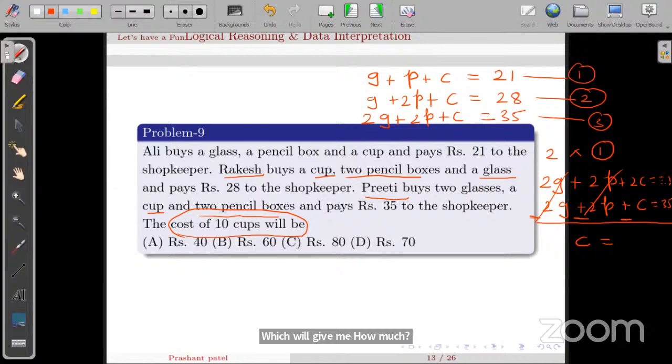No, sorry, 21 I have to multiply, no? So it is 42. I have made a mistake here. So this has to be 42, because I forgot to multiply 21 by 2. So C is 7. And now 10 cups are there, so 7 multiplied by 10 gives me 70. So 70 is the correct answer.